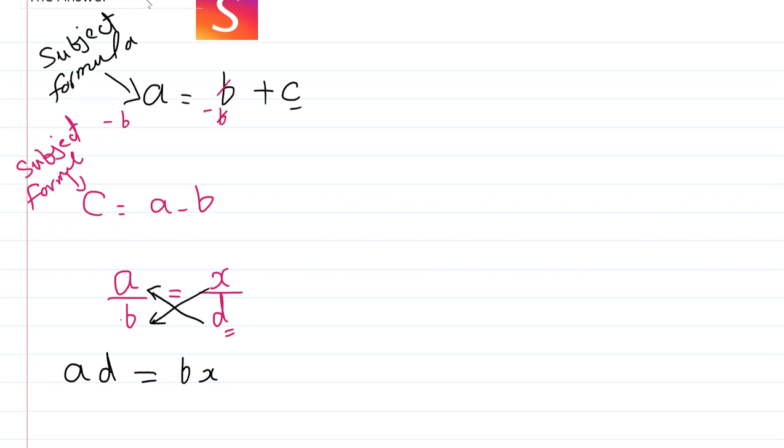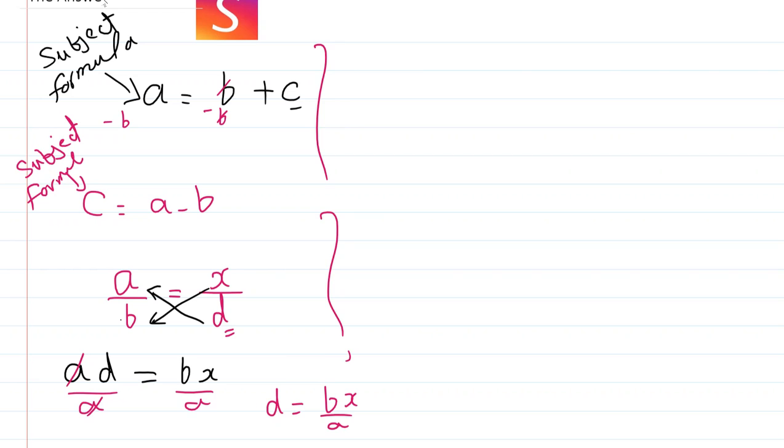Now I can make d the subject of the formula as he said. So I'm going to divide both sides by a. So I have now d is equal to bx over a. Now if I have a fraction and I want to find any letter as the subject of the formula, I use cross multiplication to have two equal sides, and then I can make the letter I want the subject of the formula.